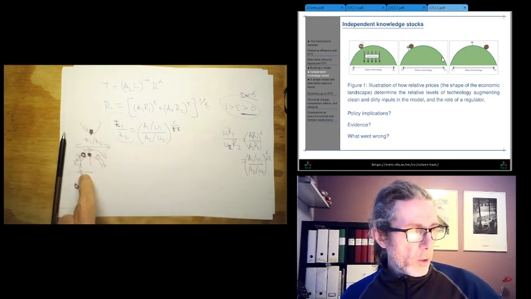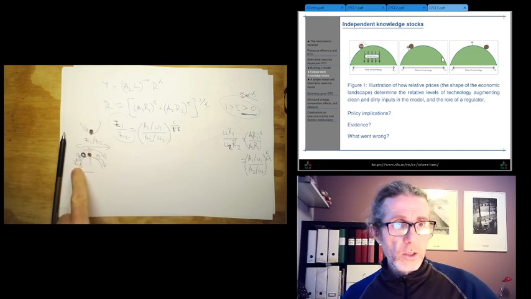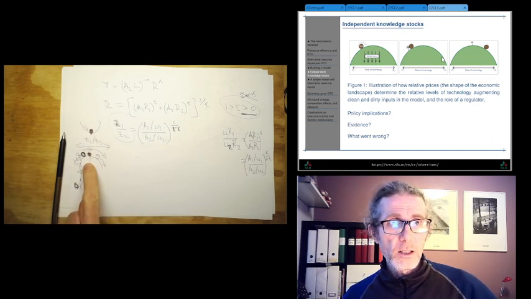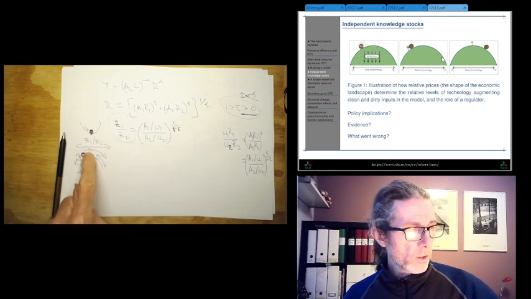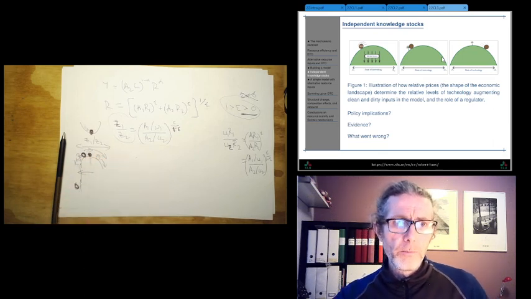Whereas this model with independent knowledge stocks suggests that fixing the research sector, if we can just fix that, we may not even need to price carbon, because we just got to get the ball over the hill.